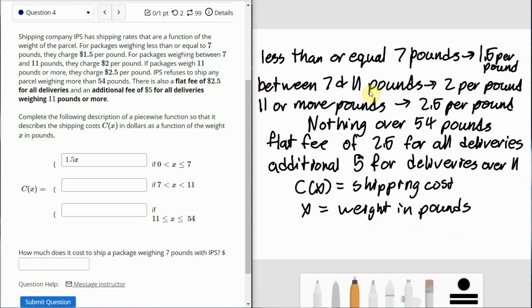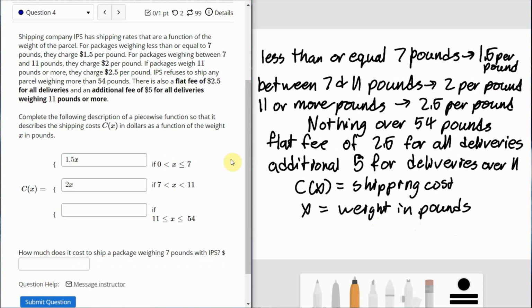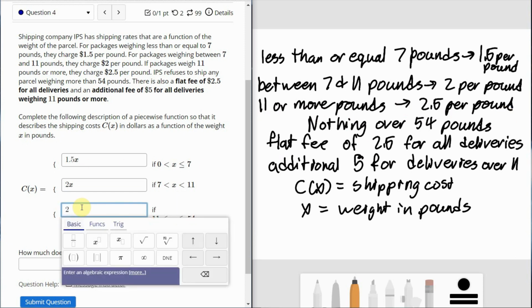From 7 to 11 pounds, it's $2 per pound. That will give me 2X for the second expression. Greater than 11 is 2.5 per pound, which will give me 2.5X for the third expression.